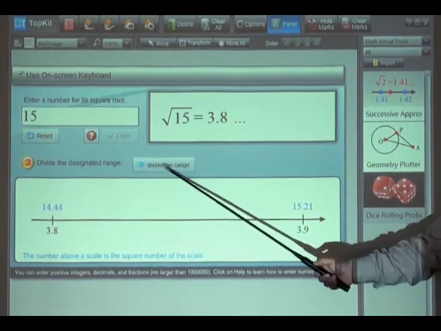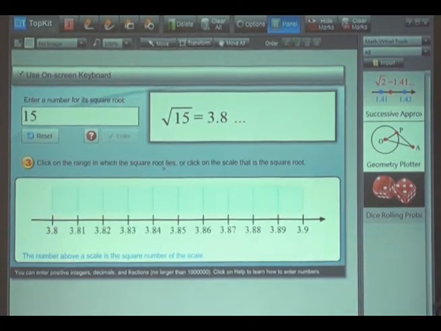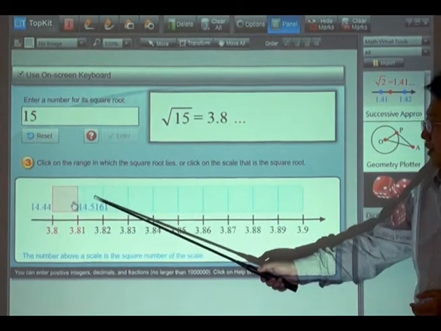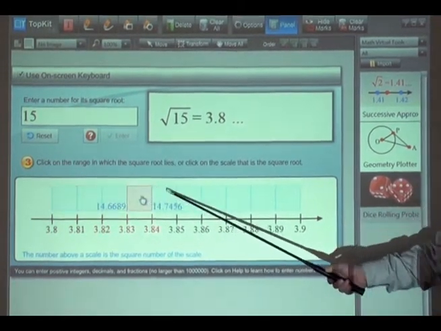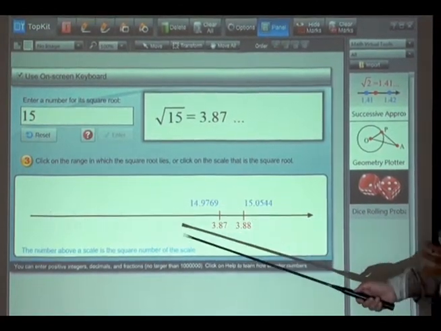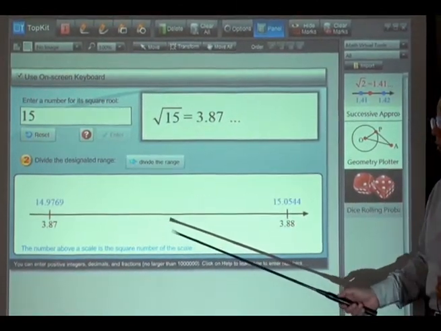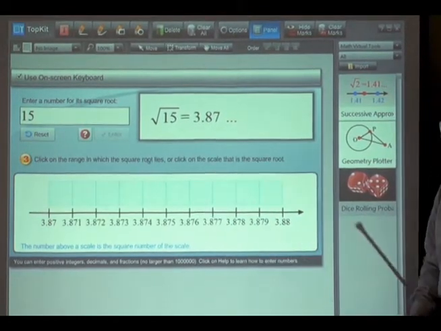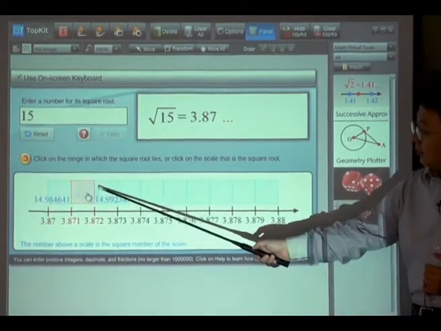Now we once again divide the range into 10 parts and observe where the square root lies. Through this process, students learn the pattern of how to get to a square root using the successive approximation method more accurately. Let's repeat the step again, and here is the range.